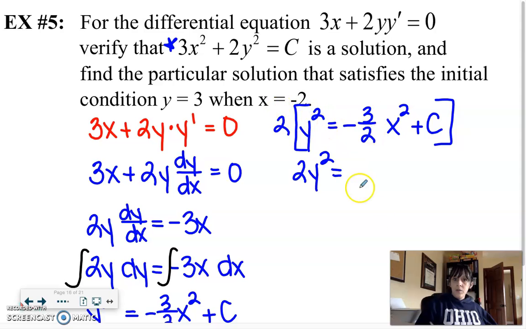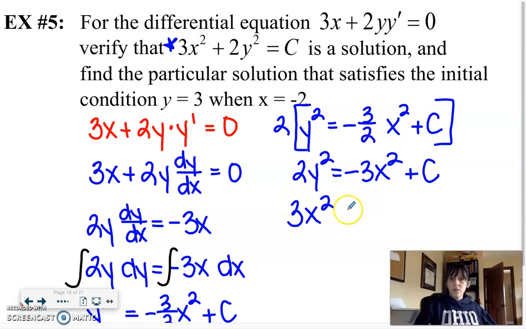I need to distribute this 2 to get rid of the fraction, and so that's going to give me 2 times y squared, which is 2y squared. 2 times negative 3 halves would just be negative 3x squared. And then I don't need to write 2c. Again, there's that idea that c is just a constant, and so saying 2 times a constant, it's still a constant. Okay, so just c. And then we pretty much have our answer now that we verified the solution.